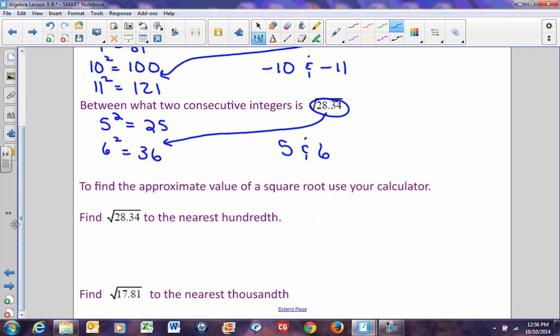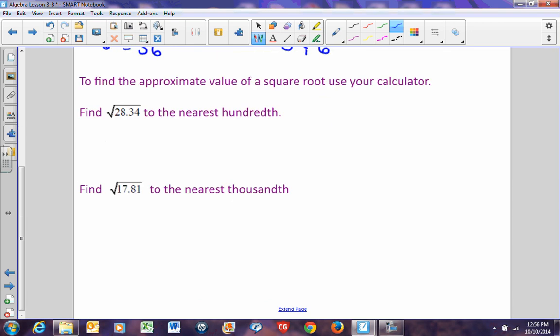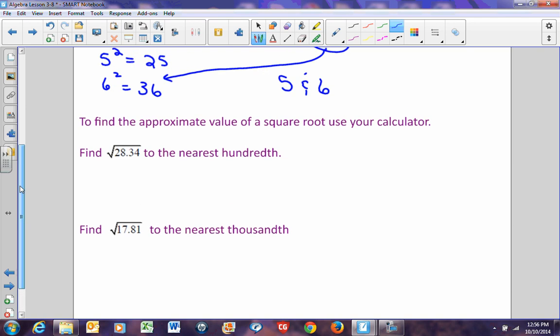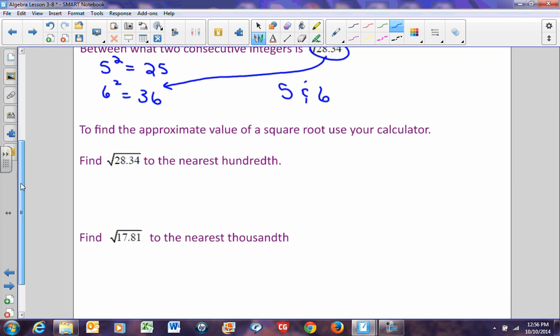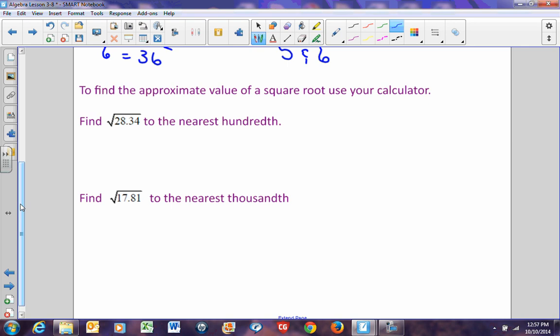Now, to find the approximate value of square roots on your calculator, again, you need to know how to use your calculator. If for some reason you cannot figure out how to use the square root key, please come and ask me individually. I will be more than happy to show you. So let's go back to 28.34, which I said was going to be closer to 5 than 6, because 28 is closer to 25 than it is to 36. I'm just going to put in the square root of 28.34. Some calculators you can put in square root, then 28.34. Some you have to put in 28.34 and then take the square root of it. Know your calculator. If you can't figure it out and you don't have the instruction manual, ask me and I'll be more than happy to show you.